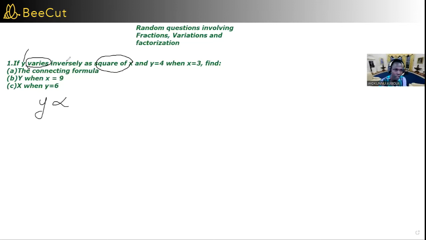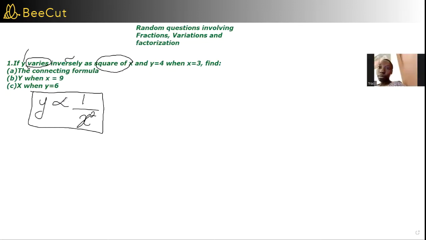And when they talk about inverse, inverse means 1 over that thing that we are looking for. And what are we referring to here? We are referring to x squared. Is that not the meaning of square of x? Very good. So if you read from the beginning, y varies inversely as square of x. This is the interpretation. Are you getting that?